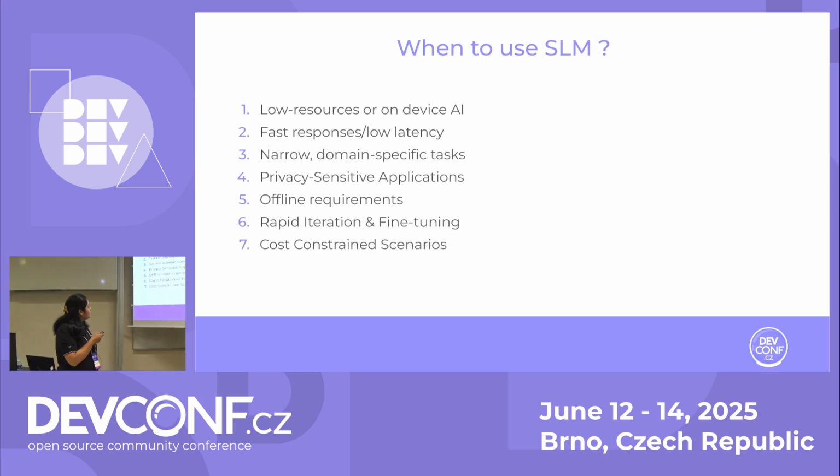Fast response and low latency, narrow domain-specific tasks, privacy-sensitive applications, offline requirements, and sixth is rapid iteration and fine-tuning. So let's say if you are in a prototyping phase of something, that's a good way to use small language models, as the iterations or the testing, you can do it faster. And of course, in cost-constrained scenarios.